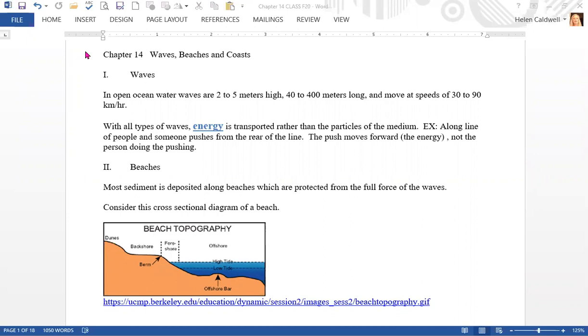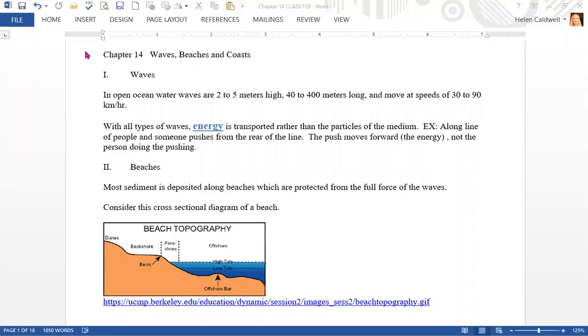In deep ocean, a water wave is really not all that tall, 2 to 5 meters high, but they're usually fairly long and they move at anywhere from 30 to 90 kilometers per hour, so 15 to 45 or so miles per hour. When a wave moves, it's not an individual water molecule that picks up and skims along the surface, but instead it's the wave's energy that gets transported.